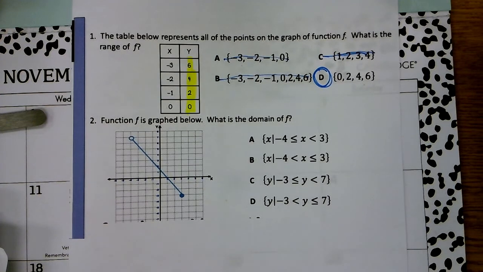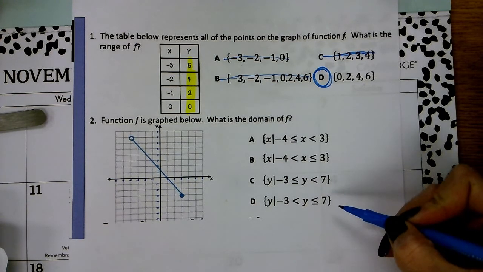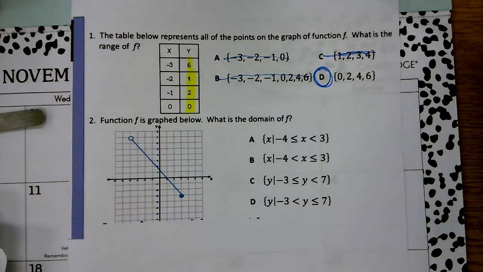Alright, so the first problem we were looking at a table and finding the range. The second problem we're looking at a graph, so it says function f is graph below, and we need to find the domain. So what is the domain of f? Here our graph is continuous. So when we have a continuous graph, our domain and range we're going to write using inequality notation. So you'll see all 4 of our answers here are all in inequality notation.